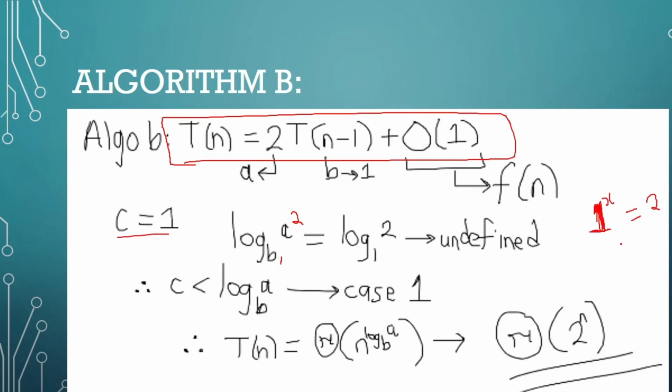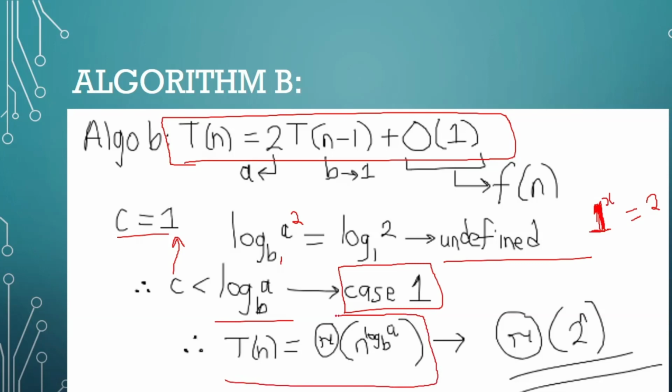So 1 multiplied by itself, how many times will give us 2? We really don't have an answer. That's why we end up with undefined here. And therefore, whatever undefined is, it's still bigger than c, which in this case is 1. Therefore, c is less than the undefined, and therefore we default to case 1 of the master theorem. And again, we follow this time complexity of big theta of n to the power of log to base b of a, and we end up with an exponential time complexity.